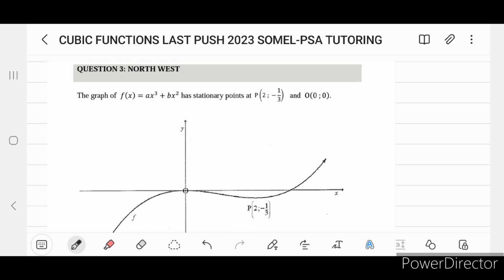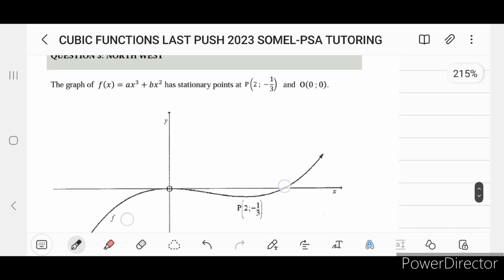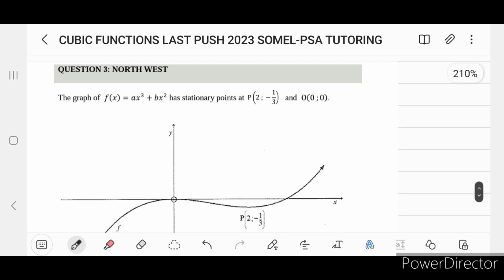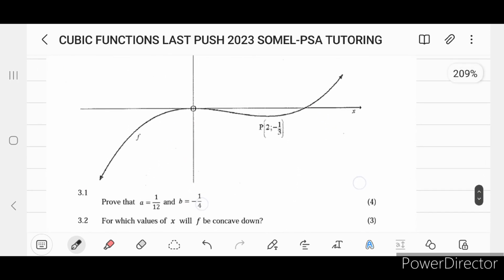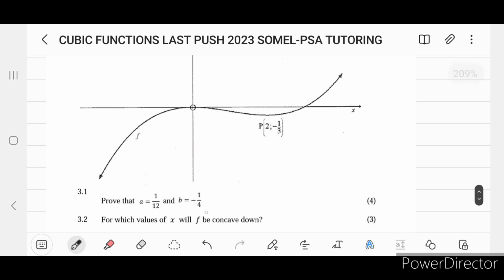We are here now on Northwest Prelim Graphic Cubic Functions 2023. This is what Northwest was faced with. They gave us the function and only the stationary points. If you have a function like this, the first question is to prove that a is 1 over 12 and b is negative 1 over 4.